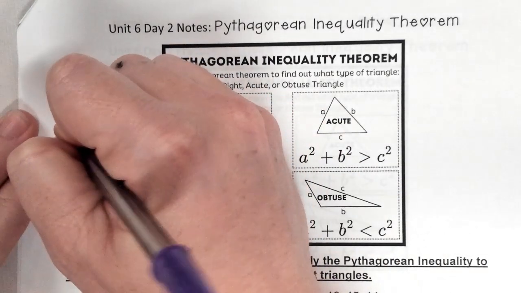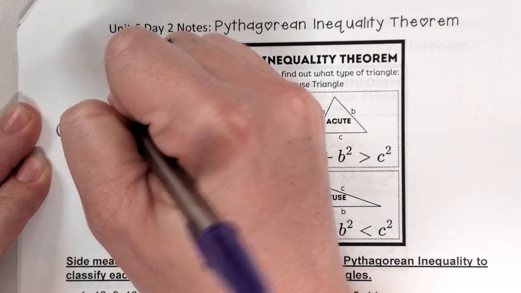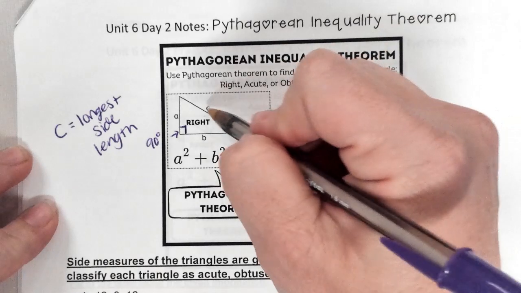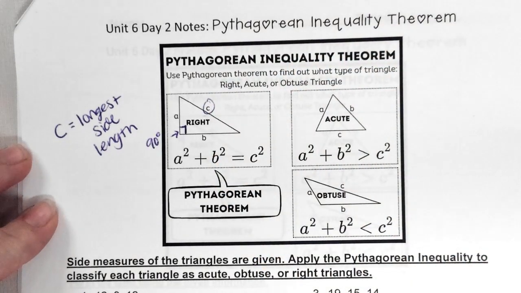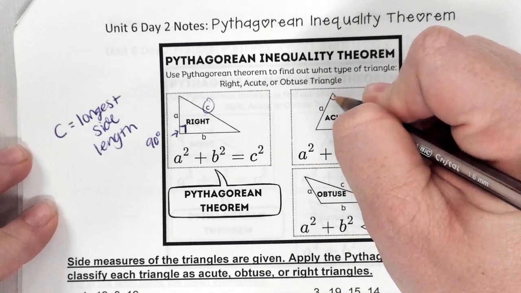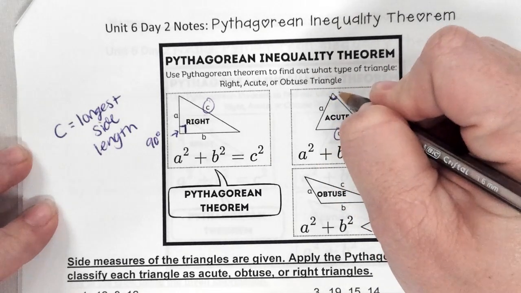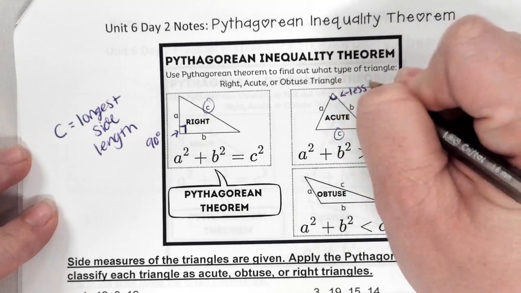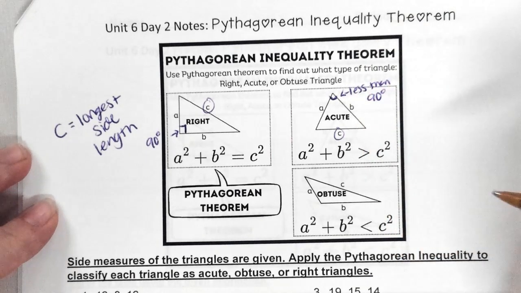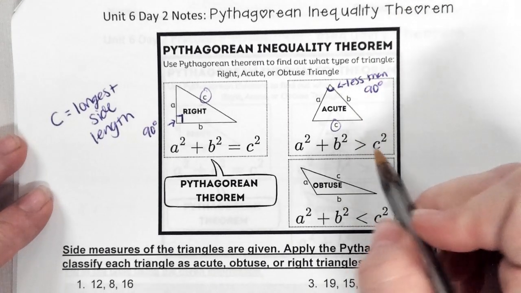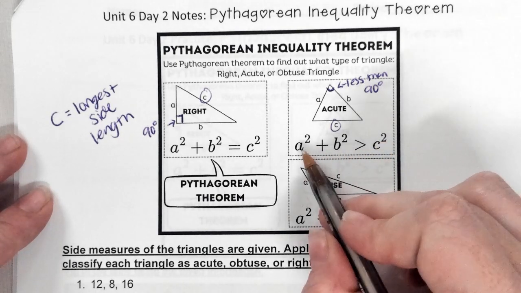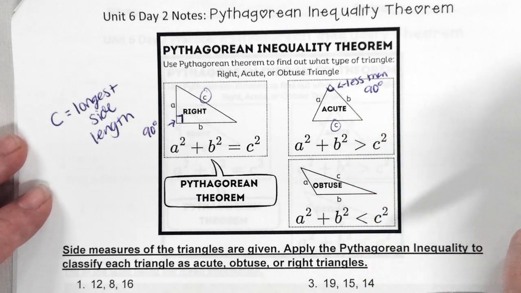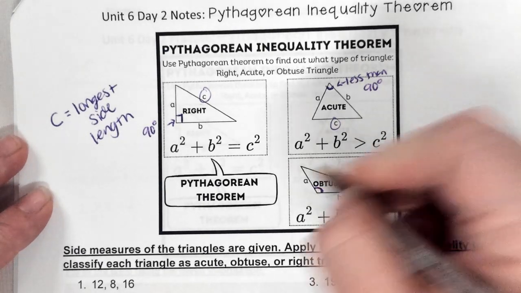We also know that C is our longest side length. So C here is my longest side length. And what do we know about this angle if it's acute? It's less than 90. And so if you notice, if you read it backwards, A squared plus B squared is bigger than C squared. C squared is smaller because it's acute. Yes?